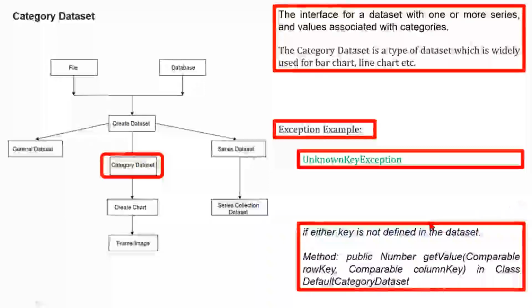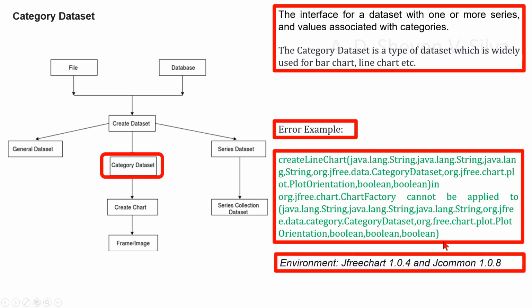As an exception, we can consider UnknownKeyException, thrown if either key is not defined in the dataset, in method public Number getValue(Comparable rowKey, Comparable columnKey) in class DefaultCategoryDataset. As an error example, we can consider this one, which occurred in the environment with JFreeChart 1.0.4 and JCommon 1.0.8.